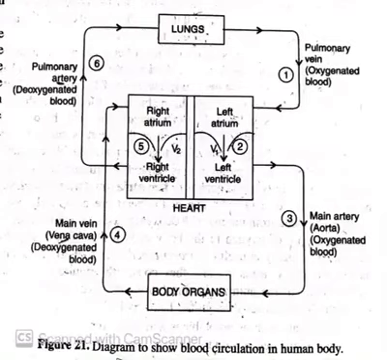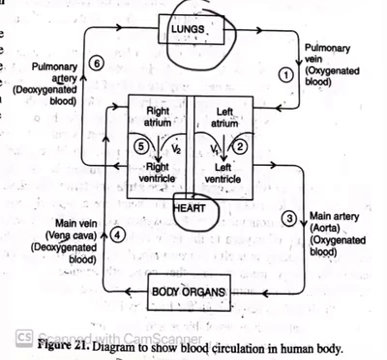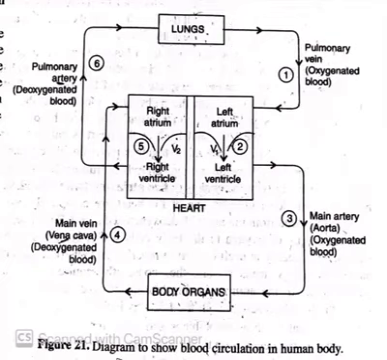Good morning, students. Today I am going to show you how blood is circulating in the human body by means of this simple diagram. Now in this diagram you can see that there is the heart in the center, then the lungs and the body organs which are shown here.